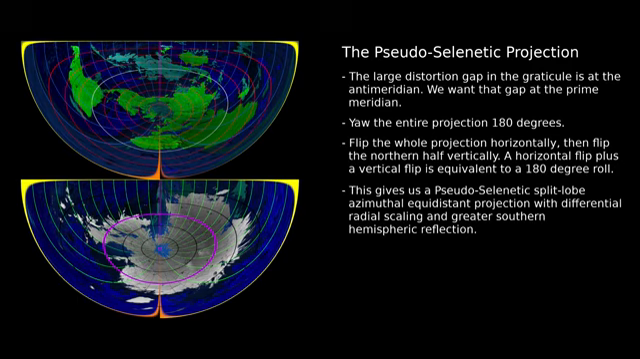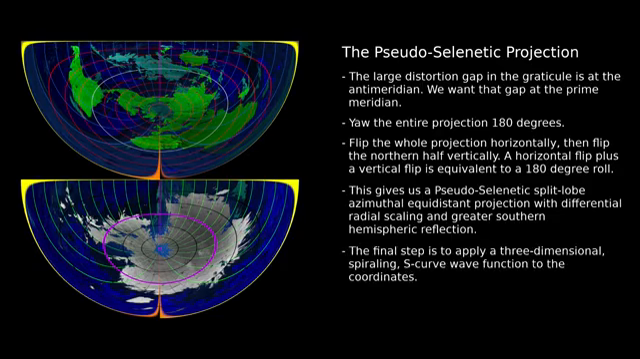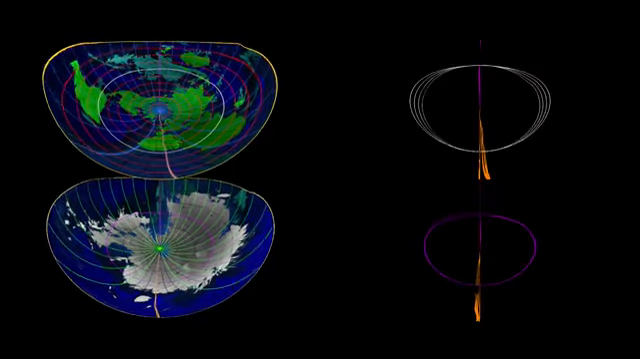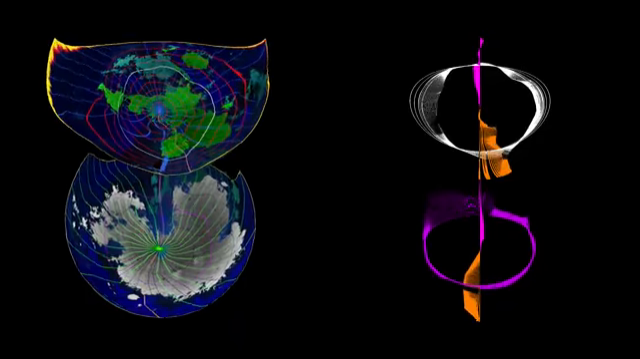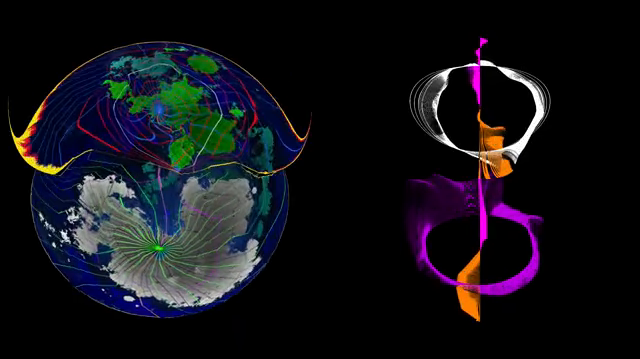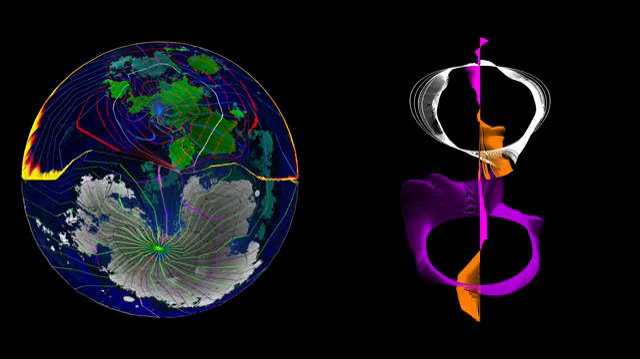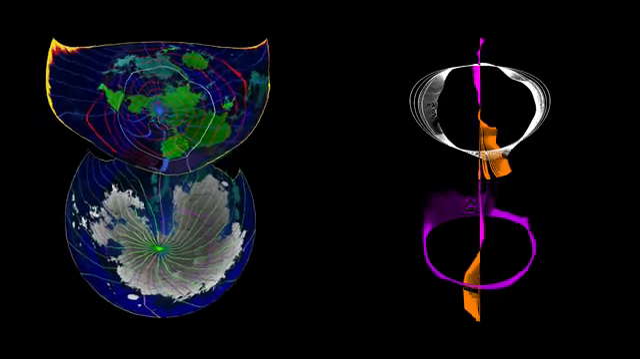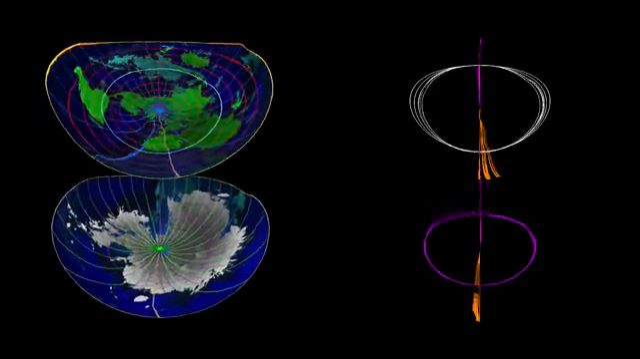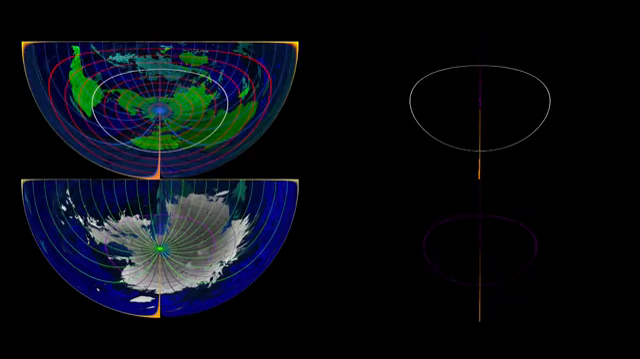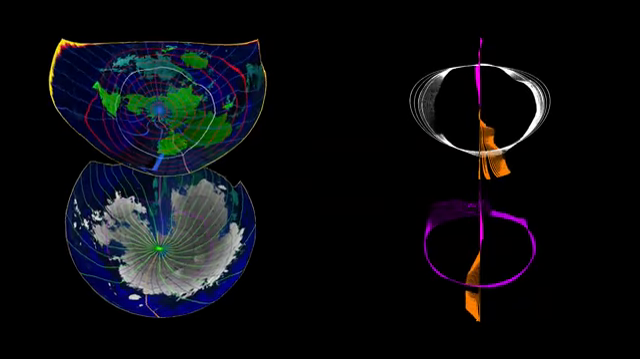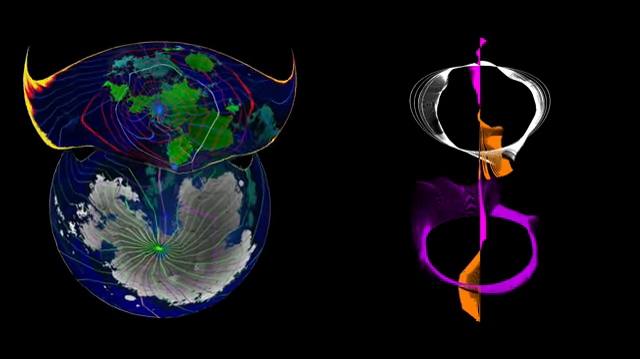At this point, all the continents are generally aligned to the selenetic projection. In order to fit it perfectly, a three-dimensional spiraling S-curve wave function is applied to the coordinates. On the right is a skeleton of the wave function, showing only the prime meridian, anti-meridian, equator, and 75 south. The mathematical details of the wave function are in the advanced lessons.